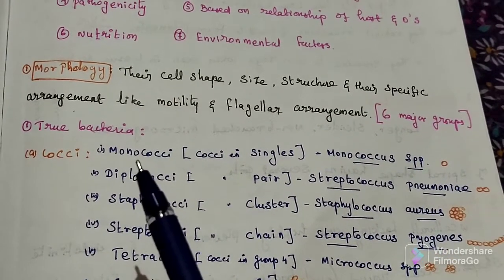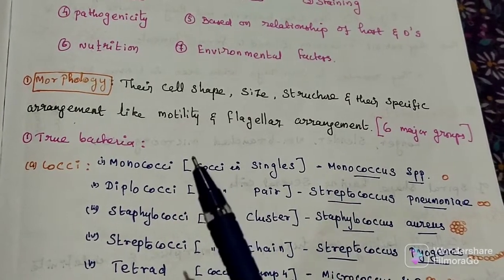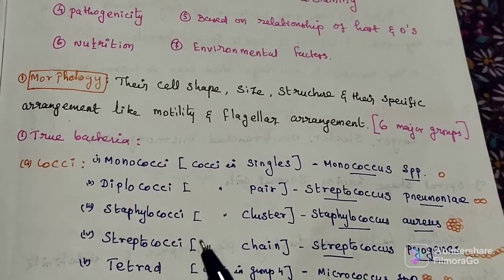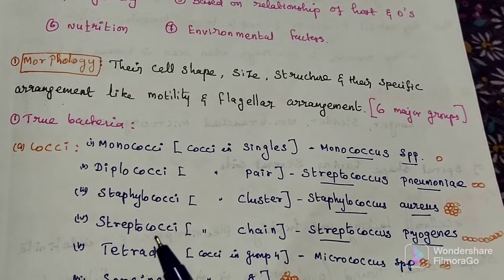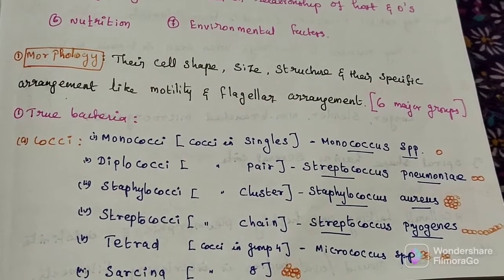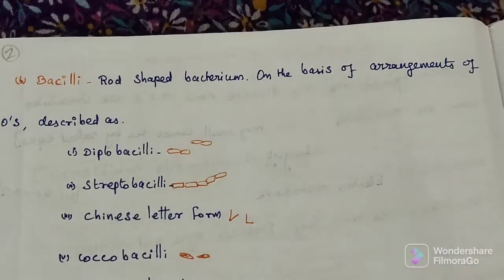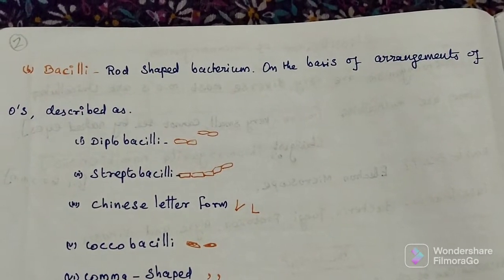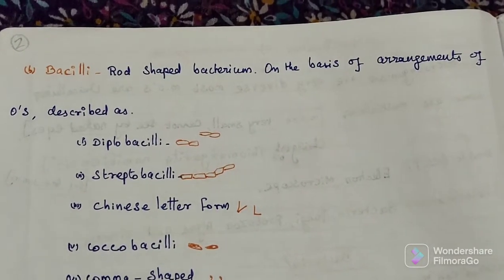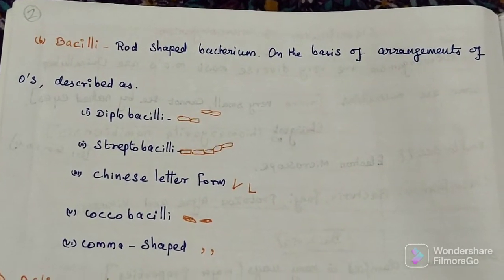So single cocci means monococcus, arranged in pairs means diplococci, arranged in clusters means staphylococci, arranged in chains means streptococci, arranged in fours means tetrad, eights means sarcina. Cocci and bacilli come under the group of true bacteria. Bacilli means rod-shaped bacteria.